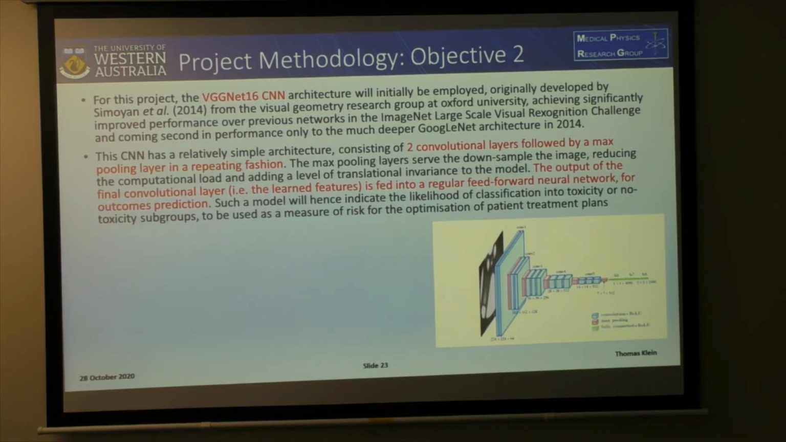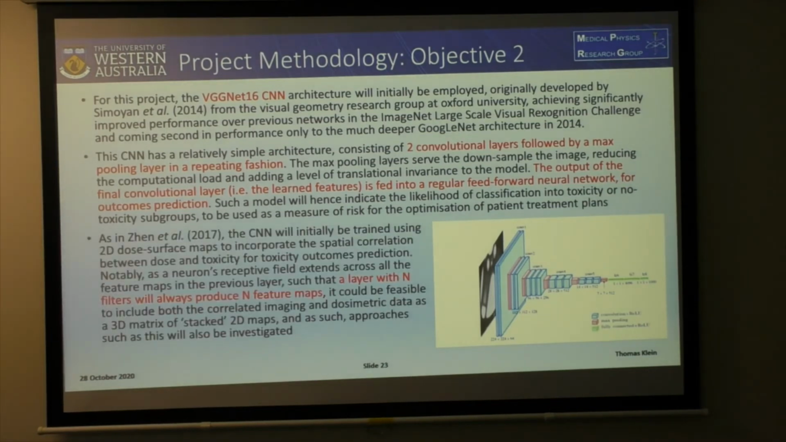These max pooling layers downsample the image, reducing the computational load and helping to add translational invariance, which is very useful for classification tasks. And we feed the output of the final convolutional layer, so the learned feature maps, into a regular multi-layer perceptron for a binary toxicity outcome prediction, which provides us with an indication of the likelihood of classifying a patient into a toxicity or no toxicity group, and provides us with a measure of risk for the optimization of treatment plans.